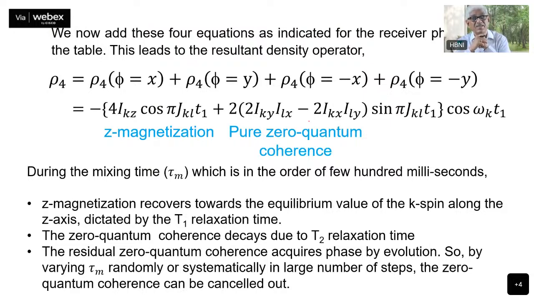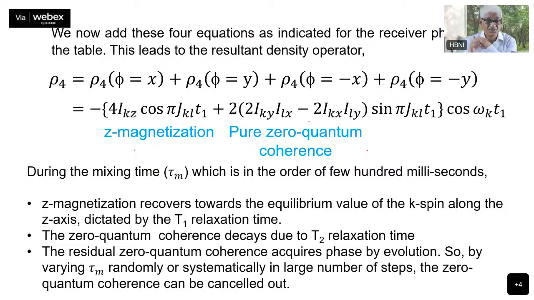And what is this? This is pure zero quantum coherence. This is Z magnetization and this is pure zero quantum coherence, with the sine pi J_KL T1. Now remember, during the mixing time, what happens to the zero quantum coherence? It decays. The KZ is along the z axis, and is therefore determined by the T1 relaxation time. Z magnetization recovers towards the equilibrium value of the K spin along the z axis, dictated by the T1 relaxation time. The zero quantum coherence decays due to T2 relaxation time.